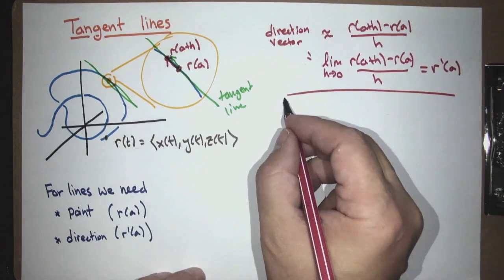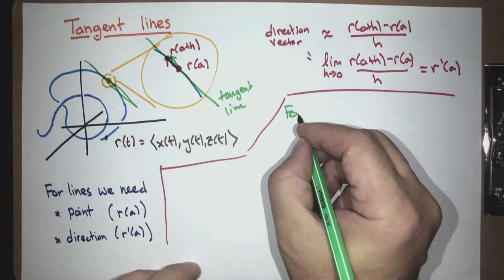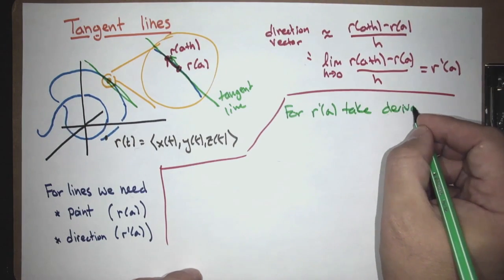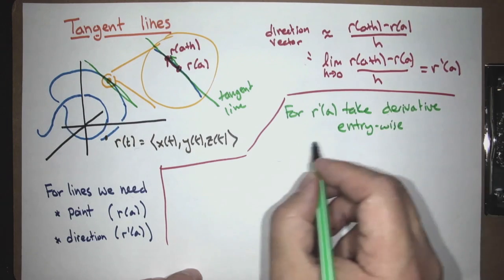All right, so the value of the function gives you location. The derivative gives you motion. We're going to talk about this a little bit more in the next lecture, but the key thing here is that the derivative helps give us the direction of the tangent line. Okay, so we'll make a couple of comments here. For r prime of a, you take the derivative, no surprises here, entry-wise, one entry at a time.